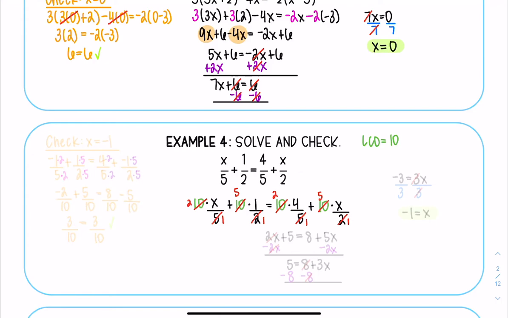So the first term, we've got 2 times x, which is just 2x, plus 5 times 1, which is 5, equals 2 times 4, which is 8, plus 5 times x, or 5x. And so now this looks like a problem we just solved. So we want to move all the x's to one side. So I'm going to subtract 2x from both sides.